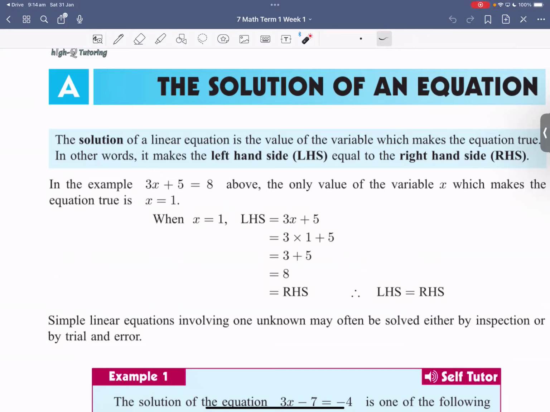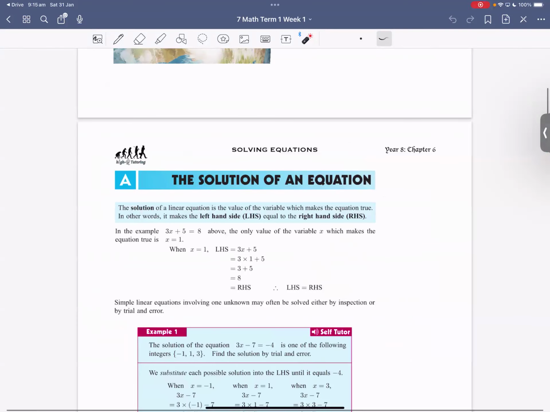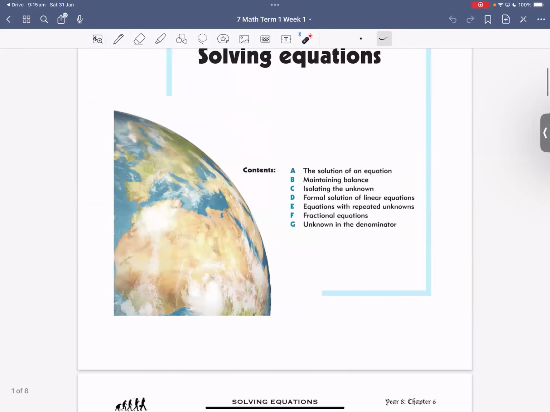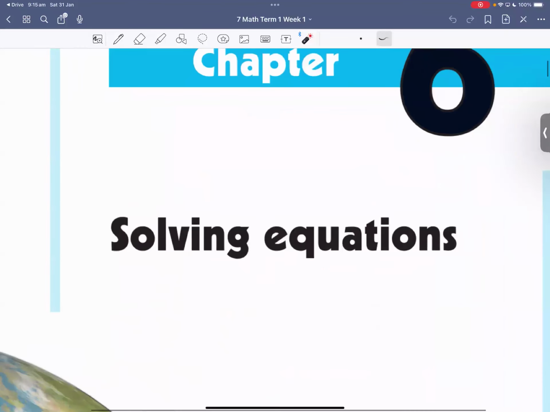So can I get an idea? Who has at some point in life, at school or with their parents or somewhere else, learned solving equations? All right, some of you have. Cool. A lot of you have. Some of you haven't. So the solving equations topic, there are lots and lots of different types of equations.